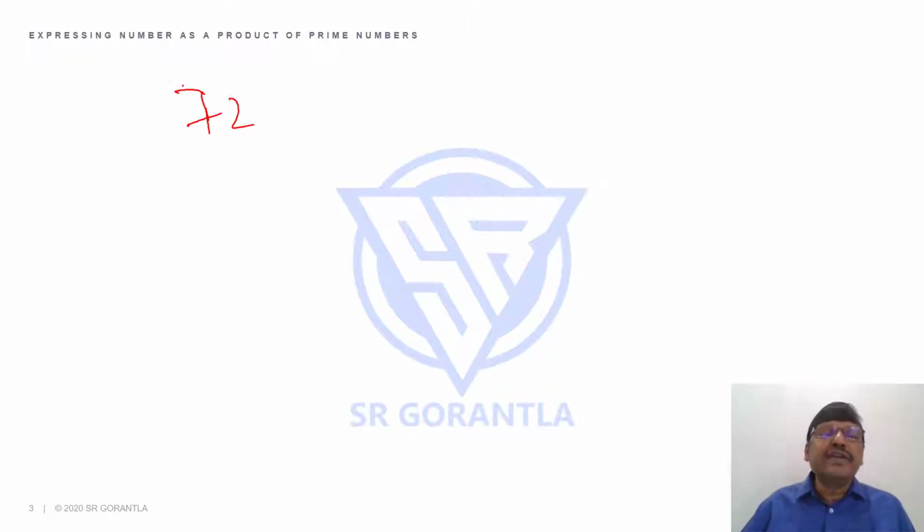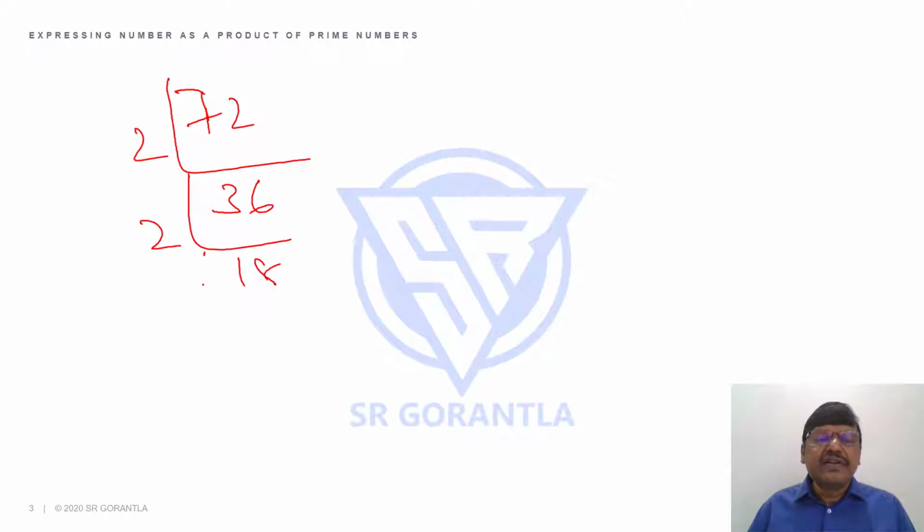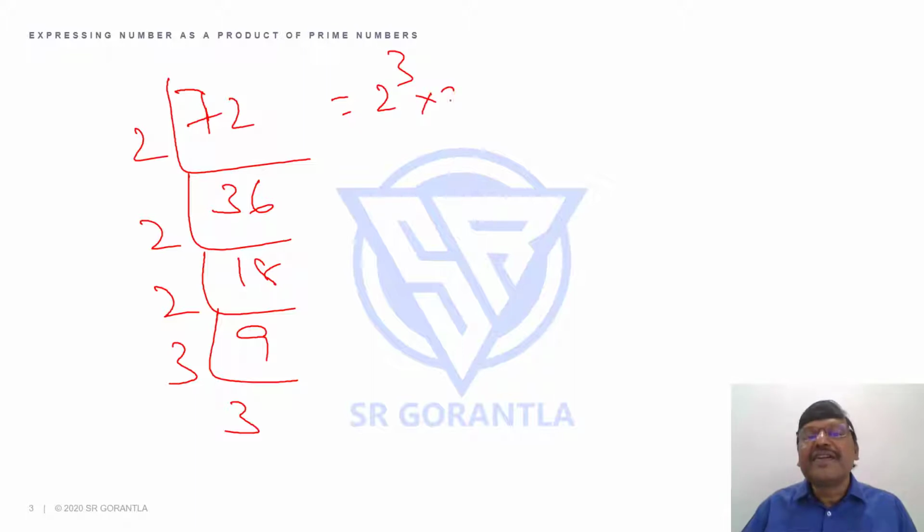Students, you can always say like this: 2 36s, 2 18s, 2 9s, then 3 3s. So what is that equal to? How many times? 3 times. That means it is nothing but 2 cube into 3 square.